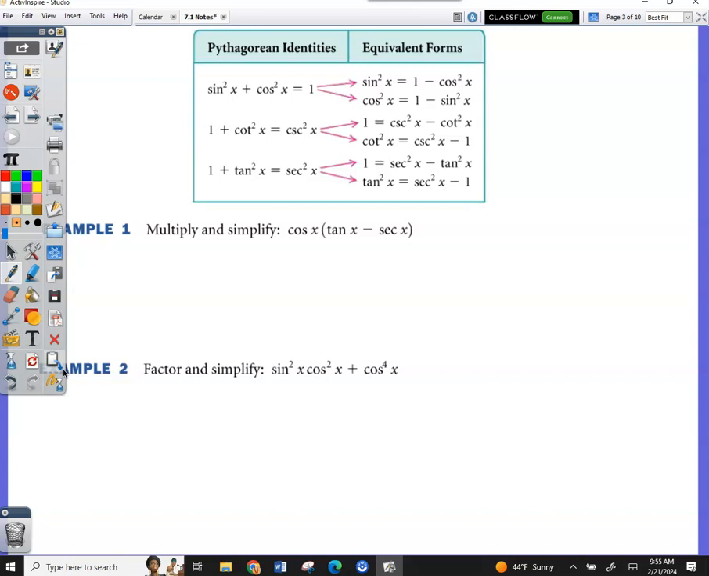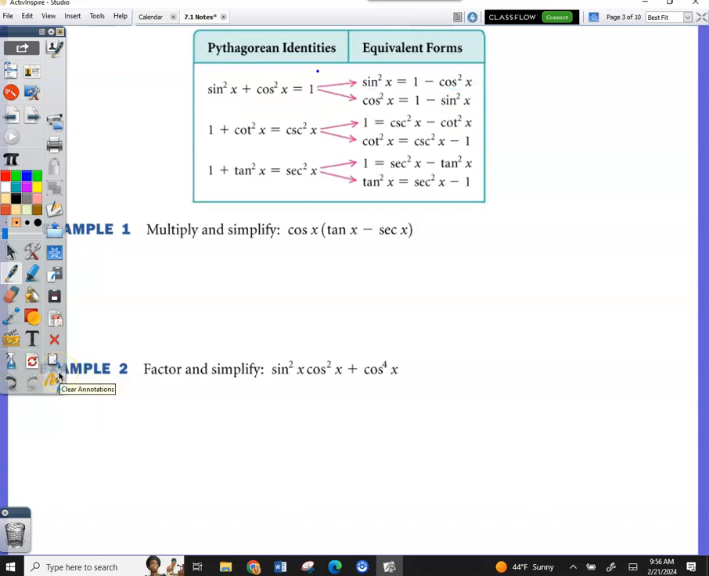Look at the top one. Sine squared plus cosine squared equals 1. Well, if I subtract cosine squared to the right, I'd end up with sine squared equals 1 minus cosine squared. See that? Well, if I subtracted sine squared to the right, I'd end up with cosine squared equals 1 minus sine squared. So that one equation actually has more formats by just doing a cup game with your values, okay?